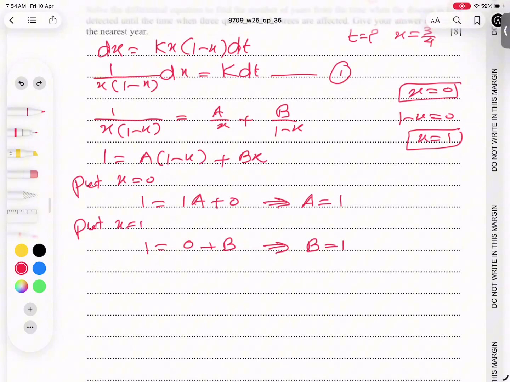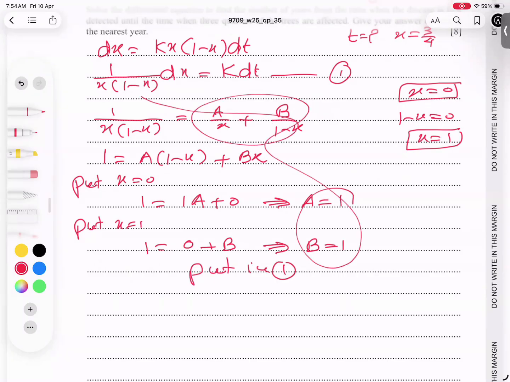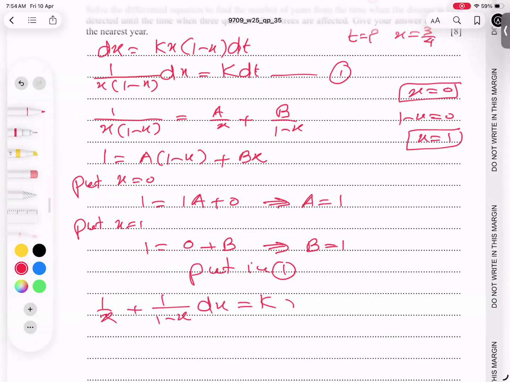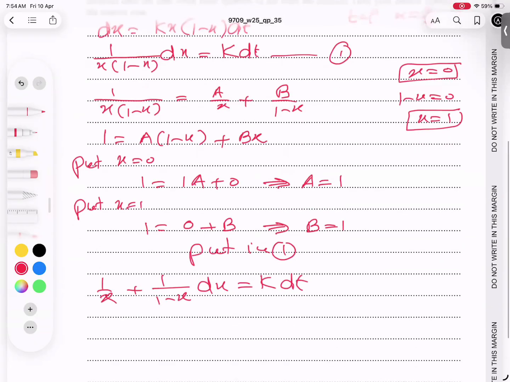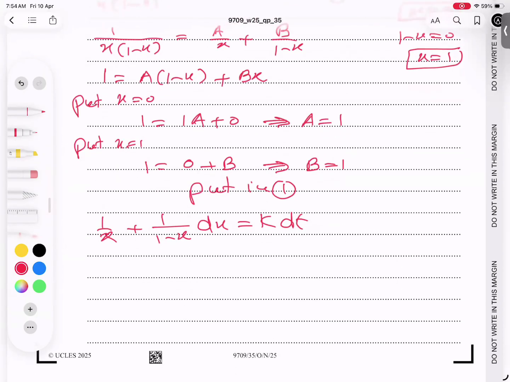Okay. After this, what I will do is replace the values back into the equation. So put in 1 and 1 and go back, so 1 over x plus 1 over 1 minus x dx equals k times dt. I hope this part is very clear. Now students, what to do? Integrating both sides. When I integrate both sides, 1 by x alone, here 1 by 1 minus x dx, and here k, right, inside or outside, no problem.